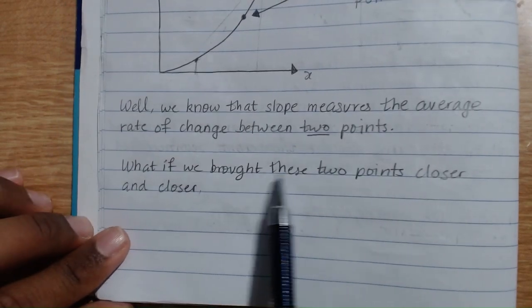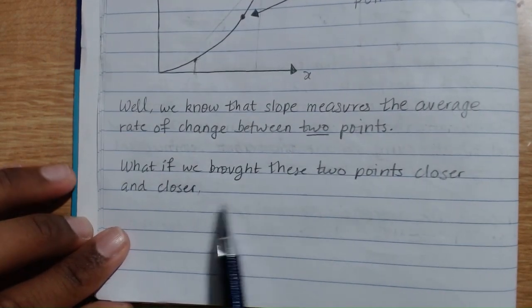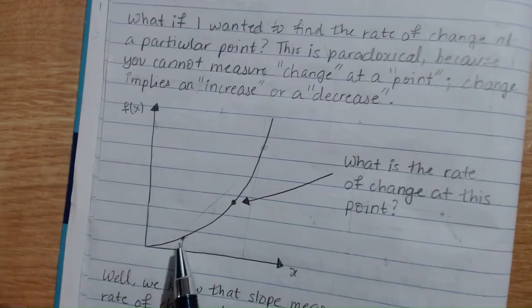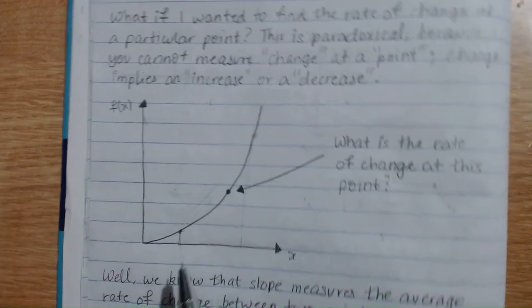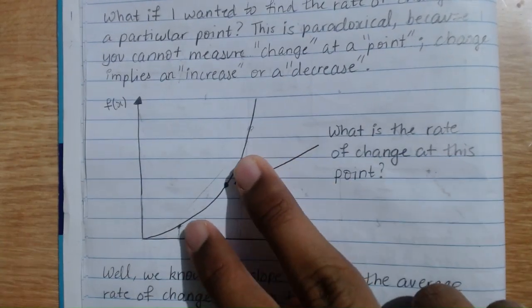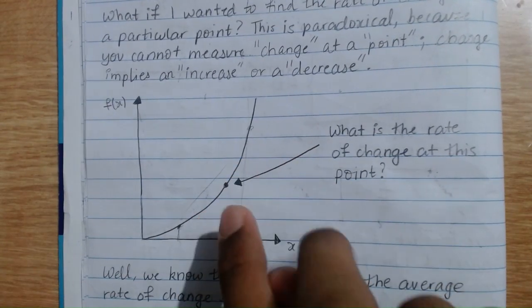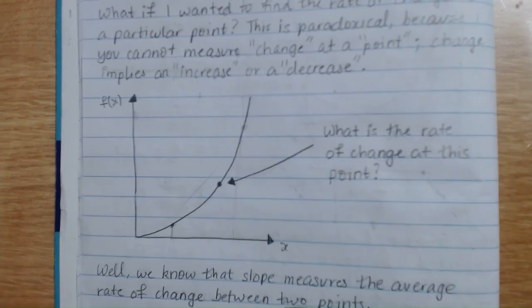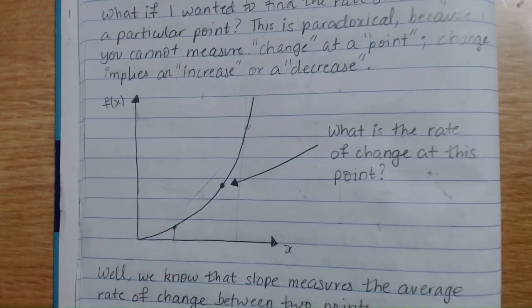But what if we brought these 2 points closer and closer and closer? So I have these 2 points here. What if I brought them ever so closely? Would I be able to get a good approximation for the rate of change at that point? Maybe. Let's check it out.